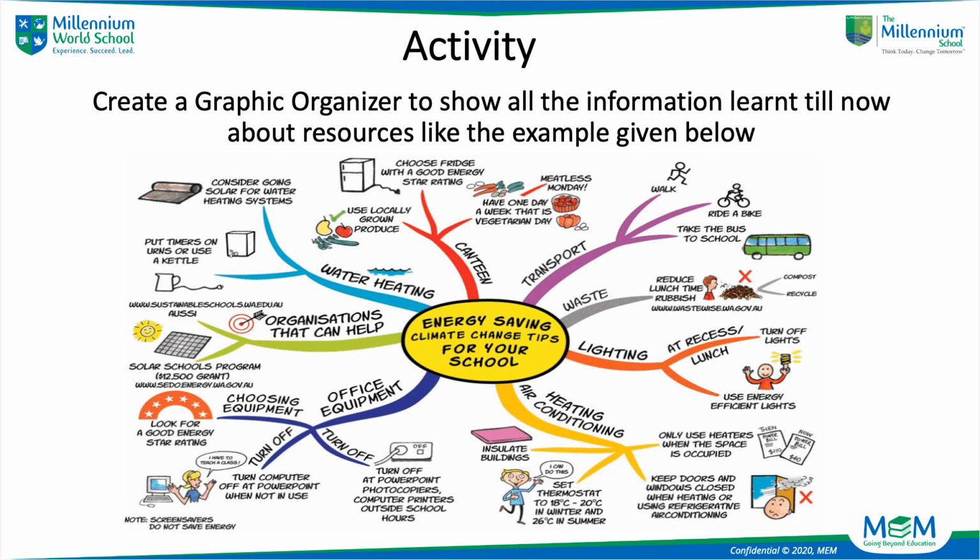For example, let's take this example. Suppose you are making a graphic organizer about energy saving tips for your school during recess. So what can you write? Turning off lights, turning off fans, ACs when you are not in the class. Use energy efficient bulbs, that are halogen bulbs, because incandescent bulbs use about 5 times as much power to produce the same amount of light.